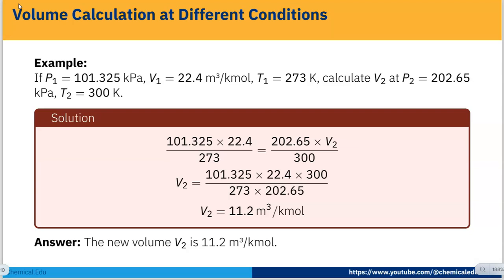Now here is one example I gave. P1 is given, V1 is given, T1 is given. Now calculate V2. P2 is given and T2 is given. Now we know that P1 V1 by T1 is equal to P2 V2 by T2. So now we have to calculate V2. We can calculate V2. So here V2 is nothing but 11.2 meter cube per kilomole. So the new volume V2 is 11.2 meter cube per kilomole.